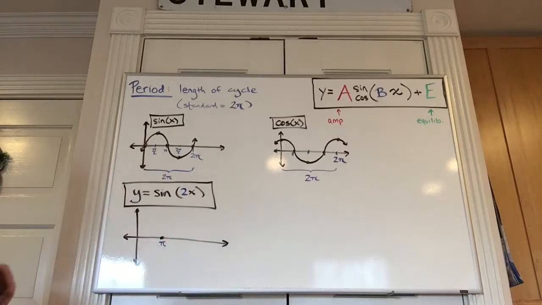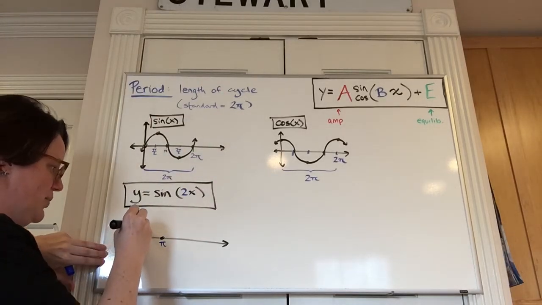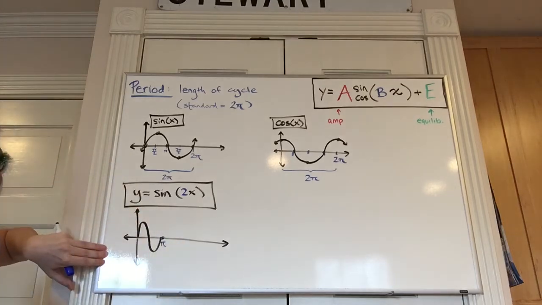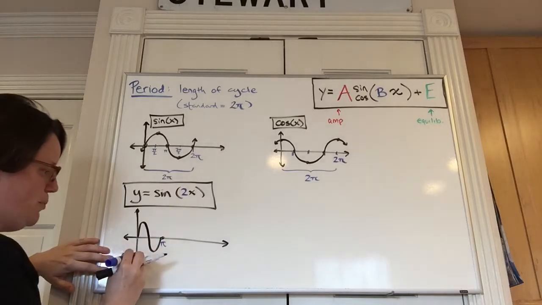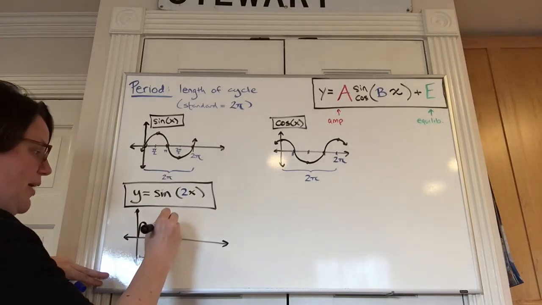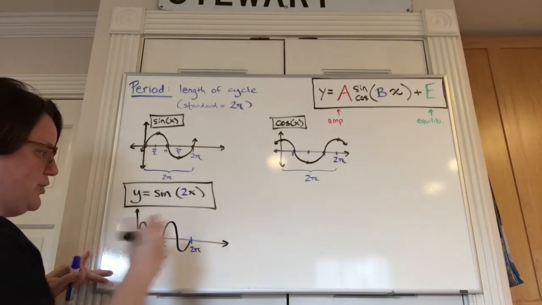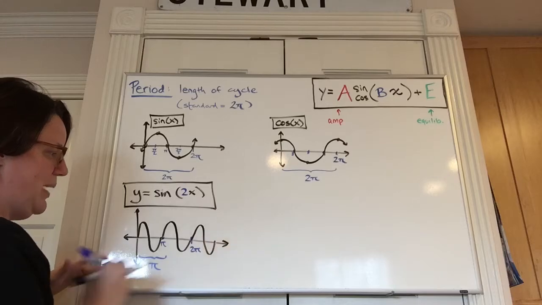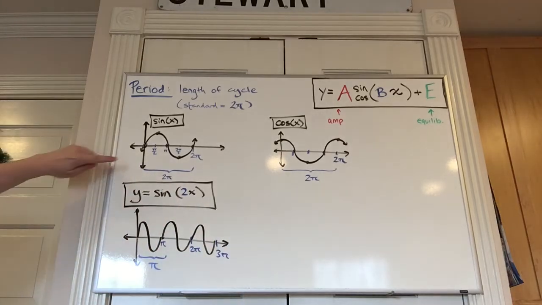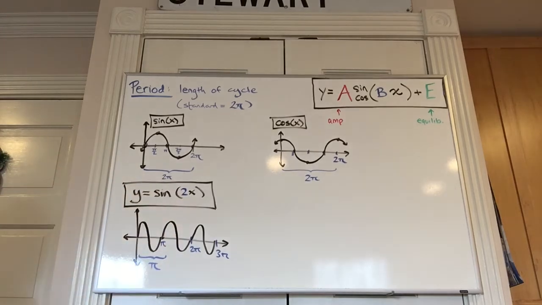The graph is going to squish horizontally. You actually get a full and complete sine cycle in half the space it took you previously. So the period went from 2 pi to just being pi. And if you kept going, that graph would repeat itself so that by 2 pi, I would have a second full cycle, and by 3 pi, a full third cycle, etc.